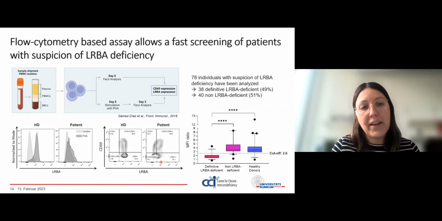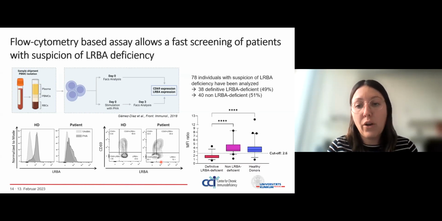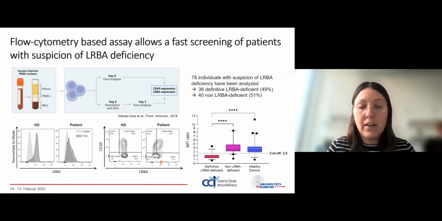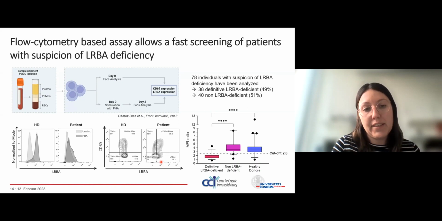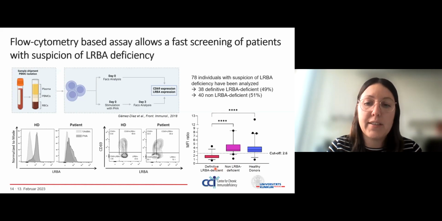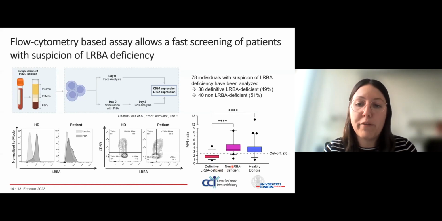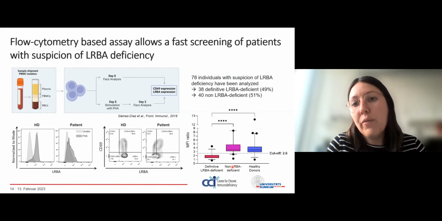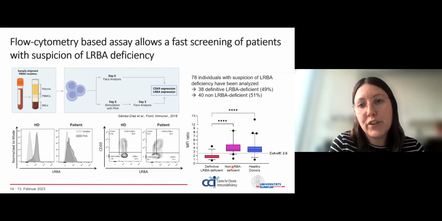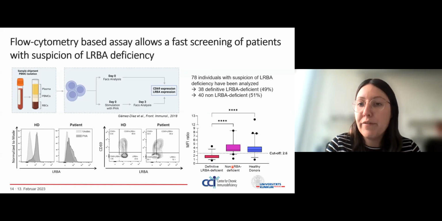To validate if a patient is definite LRBA deficient or non-LRBA deficient, we calculate the MFI ratio by dividing the stimulated mean fluorescence intensity by the unstimulated intensity. And if the MFI ratio is below the cutoff value of 2.6, it means that the patient is definite LRBA deficient, while above it's non-LRBA deficient. We've now so far analyzed 78 individuals with suspicion of LRBA deficiency, of which 38 were definite LRBA deficient and 40 were non-LRBA deficient.